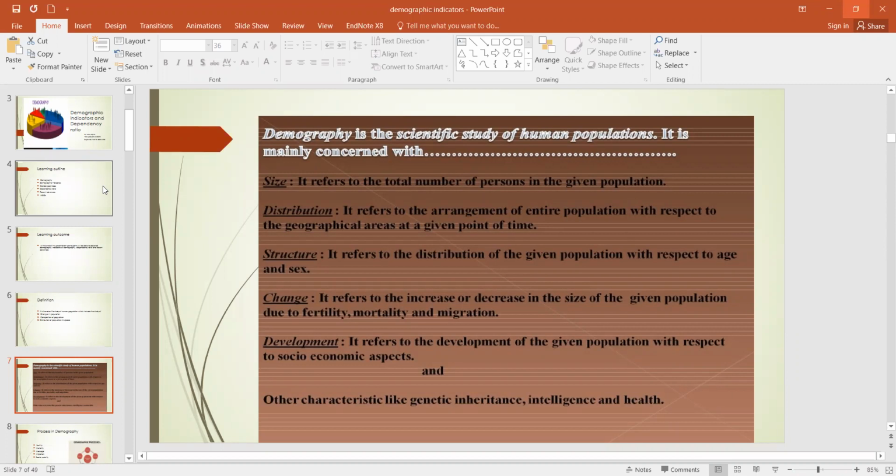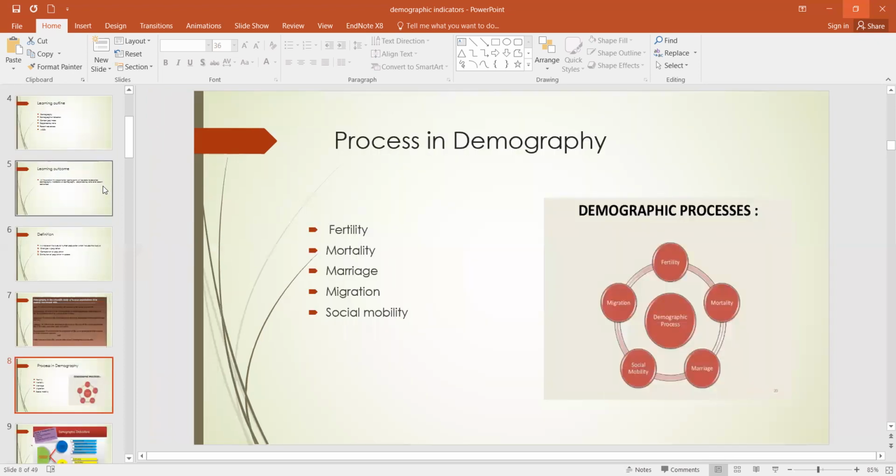In size, it refers to the total number of persons in a given population. Distribution refers to the arrangement of the entire population in a given geographical area. Structure reflects the distribution of a given population with respect to age and sex. In change, we see the increase or decrease in the size of a given population. And development refers to the development of a given population with respect to socioeconomic aspects. There are five processes in demography: fertility, mortality, marriage, migration, and social mobility.